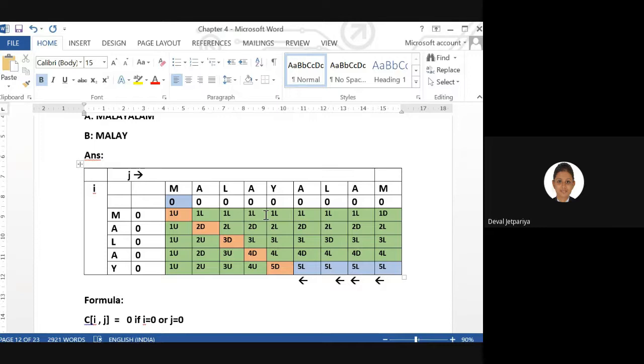Everyone getting this tracing? Don't worry, we'll see another example in the next class. So you will easily get it, okay? You may ask your query.